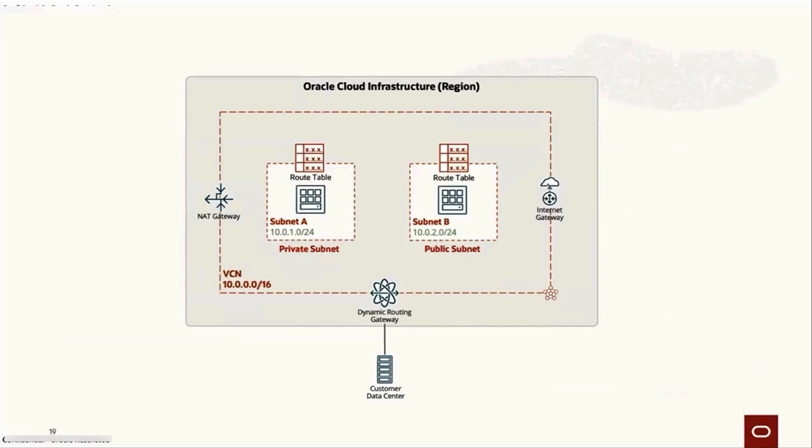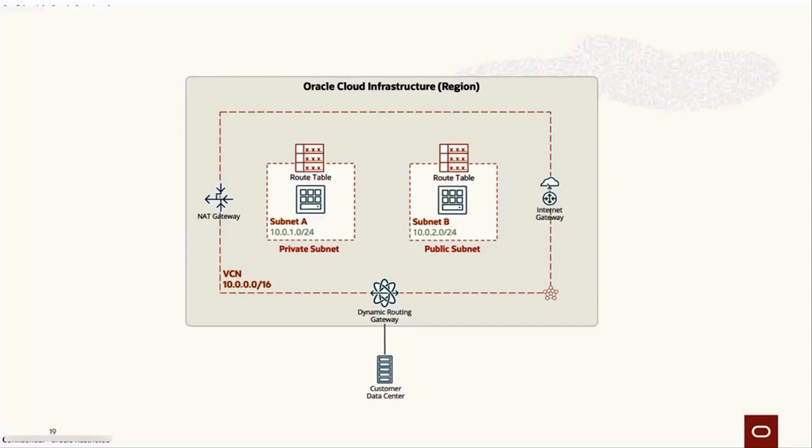Now let's try to put some of the things together that we learned. As mentioned earlier, there are two subnet types within a VCN: a public subnet and a private subnet. A public subnet allows resources within the subnet to have direct bidirectional internet communication, while private subnets are used to prevent direct external access to resources such as a backend database server.